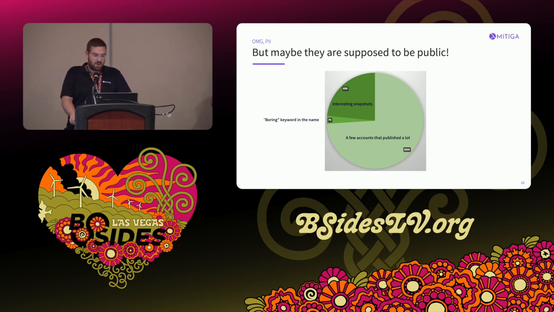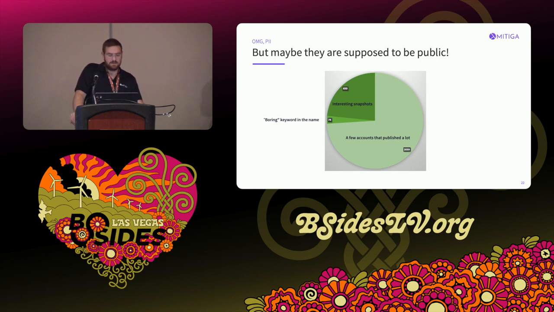The first filter was we filtered out all the public RDS snapshots that were published by accounts that publish a lot of RDS snapshots. Think about that. If an account publishes a snapshot, for example, every week, it might be part of their product or part of their workflow, so it might not be interesting. In this filter, we actually filtered out approximately 2,000 public RDS snapshots, a lot.